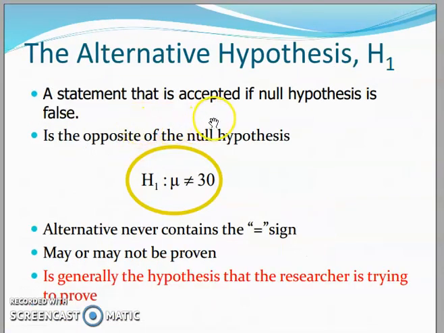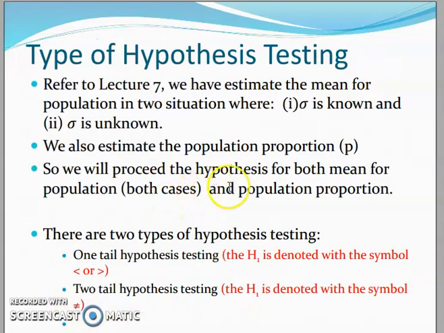Null hypothesis always contains an equal sign and it may or may not be rejected. H1 is a statement that is accepted if null hypothesis is false. It is the opposite of null hypothesis. One of the H1 is mu not equal to 30. Alternative hypothesis never contains the equal sign. It may or may not be proven and it is generally the hypothesis that any researcher is trying to prove. We will learn hypotheses for the population mean in two situations, sigma known and sigma unknown, and also for the population proportion.